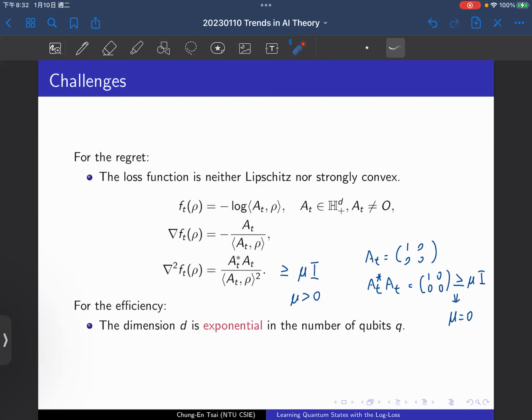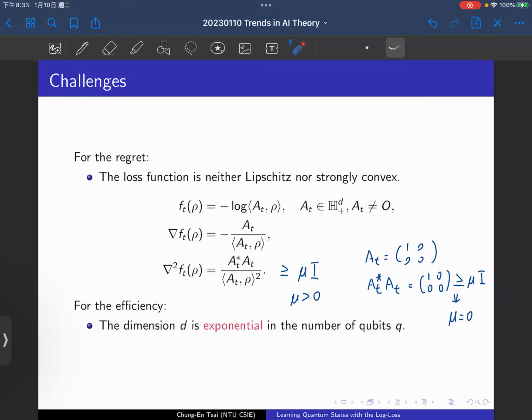Since it violates the standard assumptions in online convex optimization, new algorithms must be designed. And besides regret, we also care about the efficiency of our algorithm.